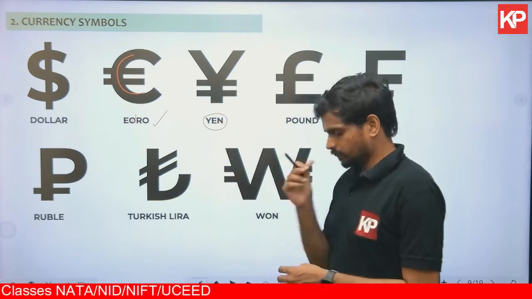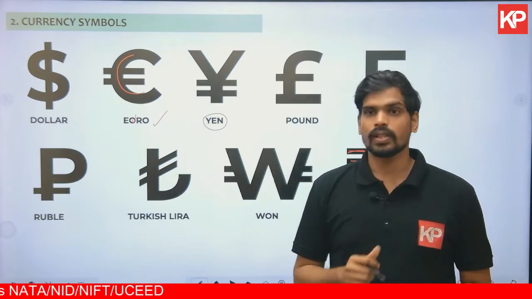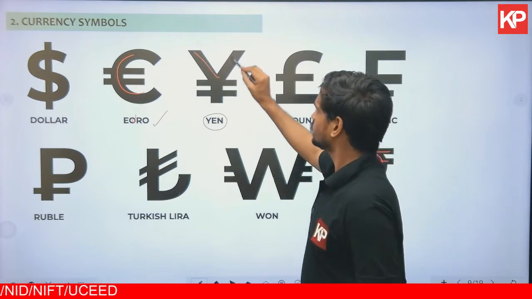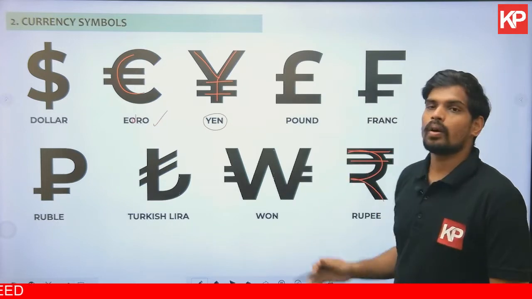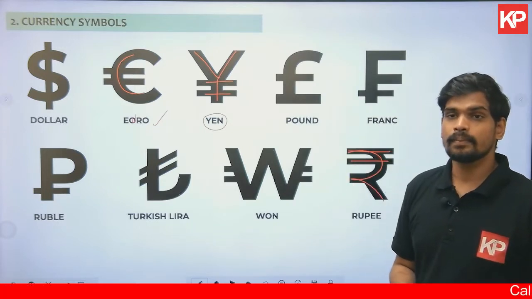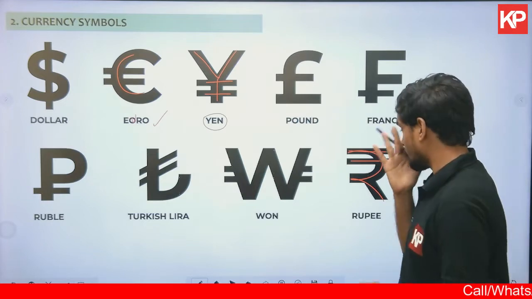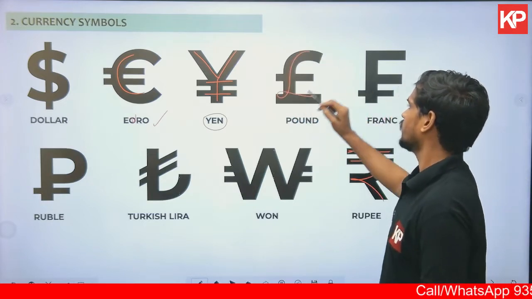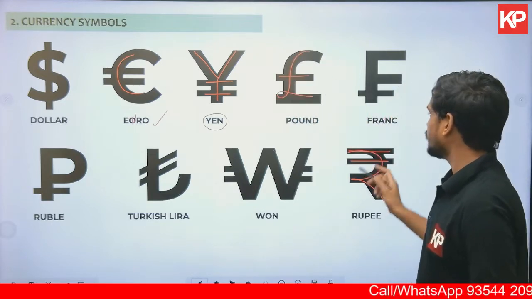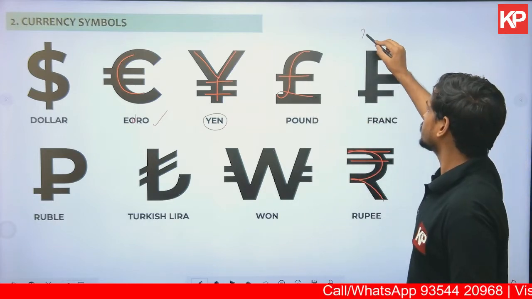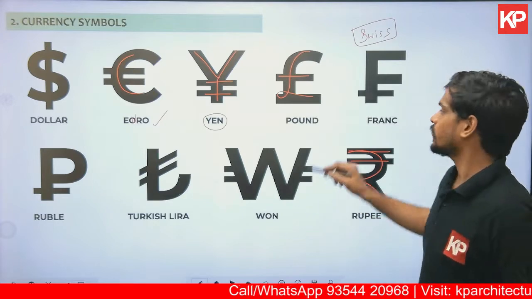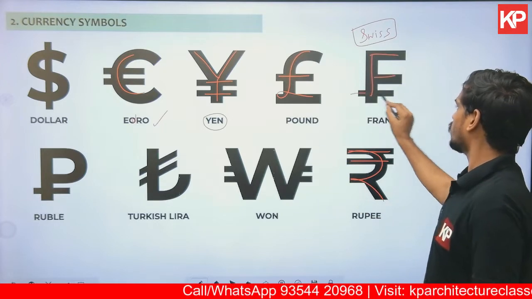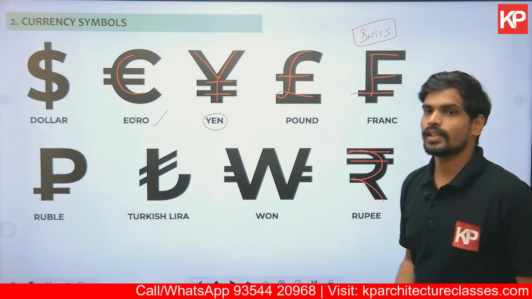Then you have yen. The Japanese yen uses the symbol of Y with the symbol of equality again. Then you have pound. Pound is the important currency symbol of the United Kingdom. Pound uses the symbol of something like L with a horizontal line. Then you have franc. Franc is the currency of Switzerland. This is the Swiss franc. The Swiss franc uses the symbol of F with a horizontal bar cutting through it.